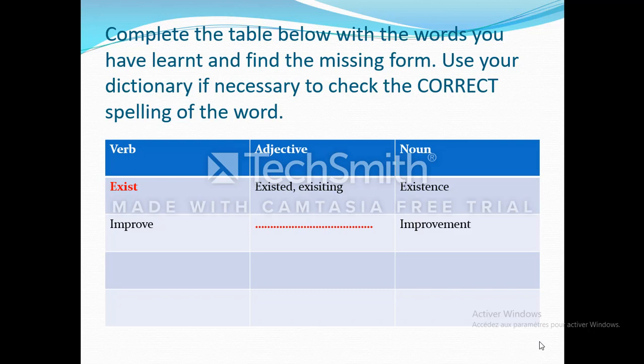Like here, you have seen the verb improve and the noun improvement, but you didn't find the adjective form of the word improve or improvement. So it's up to you to do this exercise now or later on after finishing the video. And you can also use other words, just to practice more, to internalize the forms of the words as a verb, adjective, noun, and adverb.